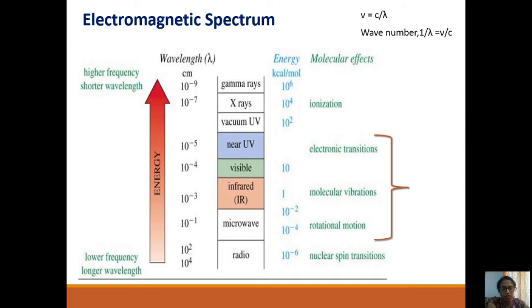In spectroscopy, generally we represent the electromagnetic radiation in terms of wave number, that is 1 by lambda, which is equal to nu by c. The unit we usually use is centimeter inverse. So the spectral region for molecular spectroscopy is in these three regions: the UV visible region, the infrared region, and the microwave region.